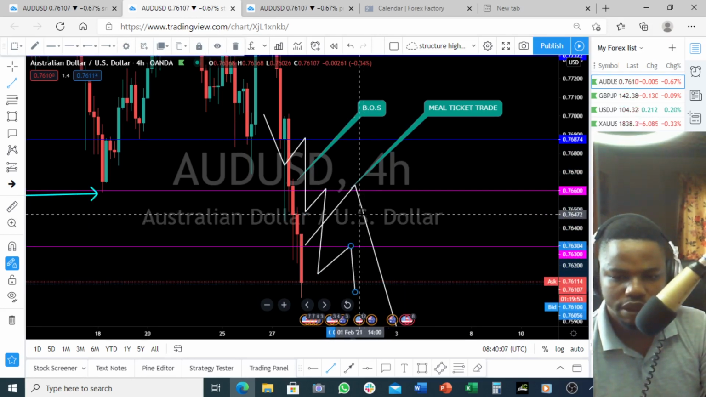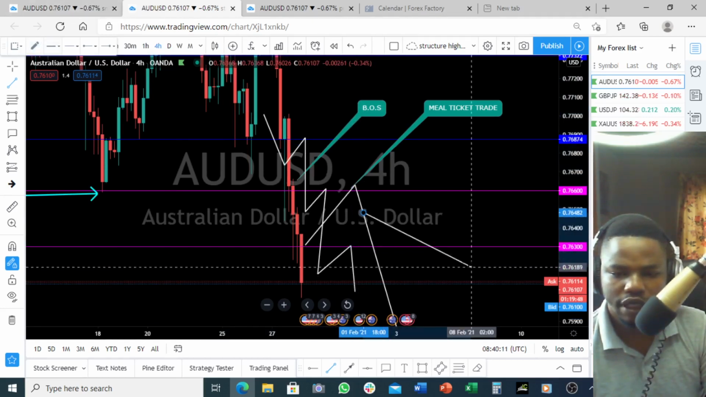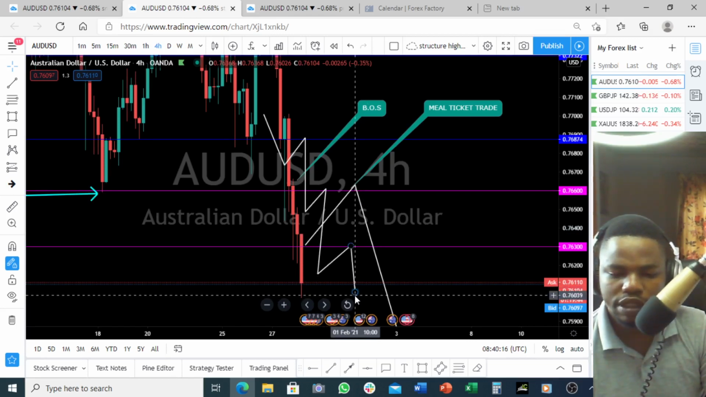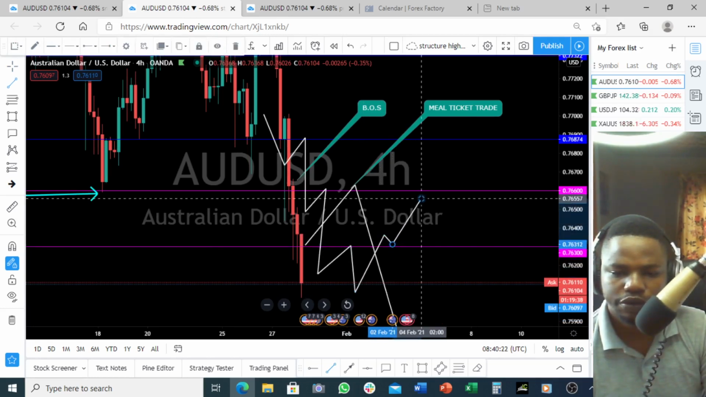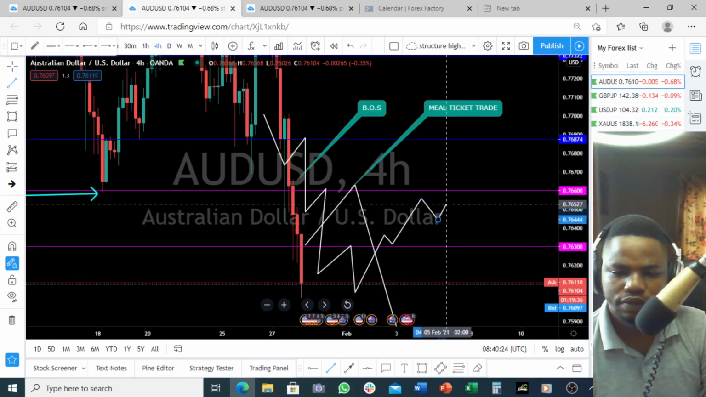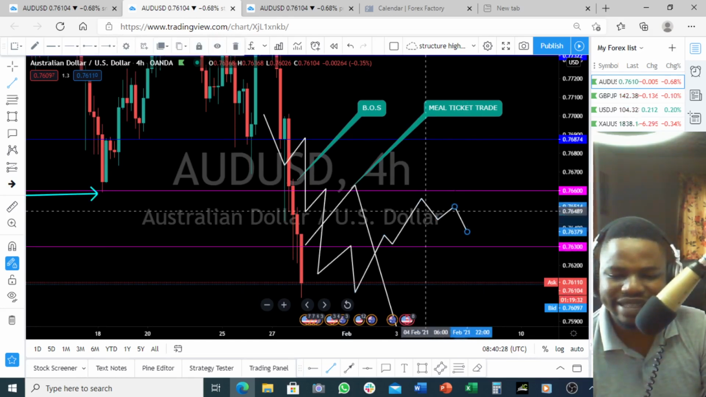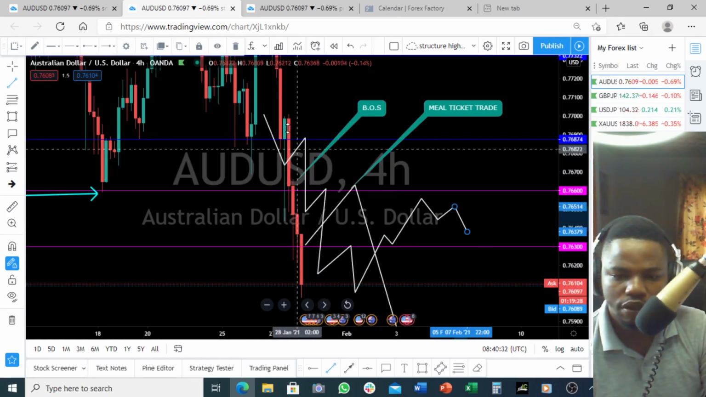Okay, forget about this. Let me just change its color. Forget about this one I marked. Then what is it that I want to see here? I want to see the price doing this, maybe doing this. What is this? I want to see as the price is going down, pullback going down, no break of structure.